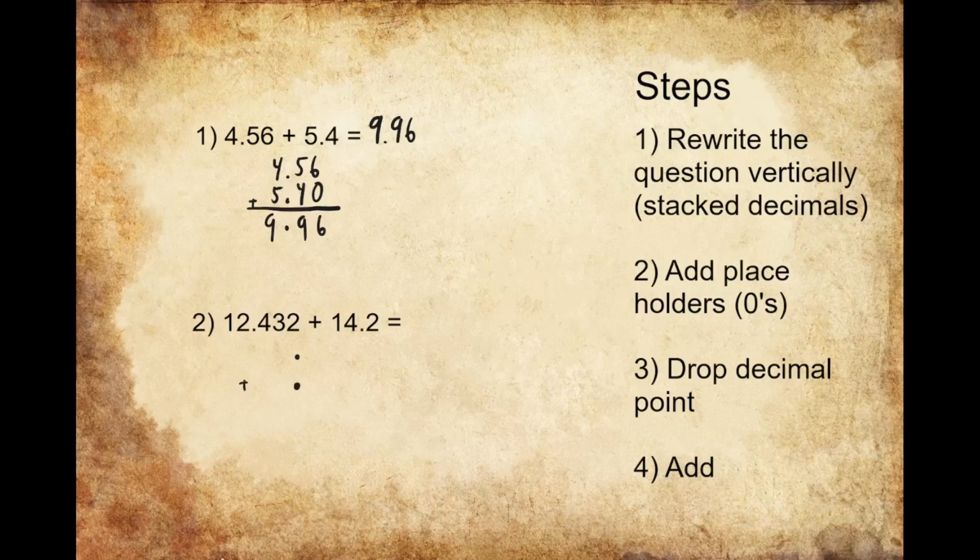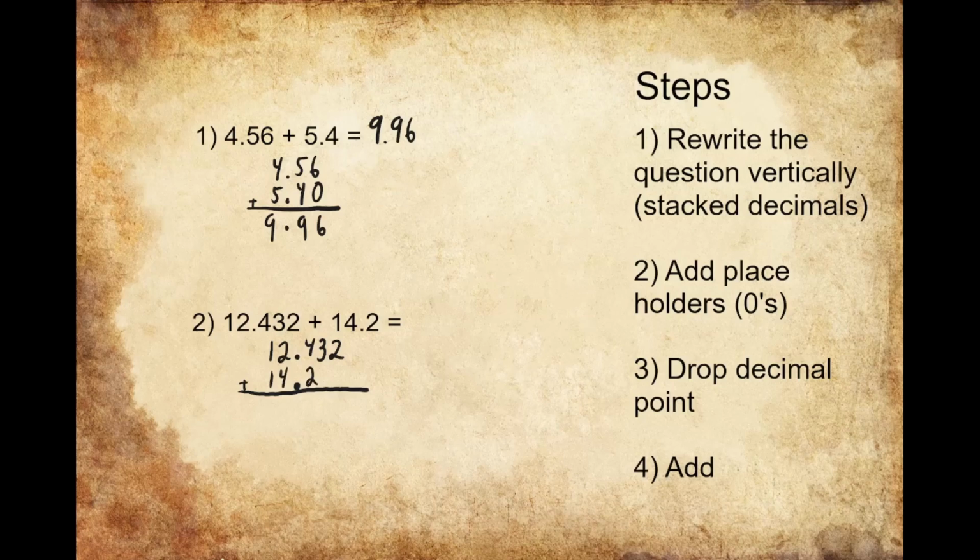And we're going to add our little addition bar here. We're going to make it a bit longer than the first one just because we go into the thousandths place here. So now we can write our digits down below. So we had 12 and 432 thousandths. Our second number was 14 and 2 tenths. So we have 14 and 2 tenths.